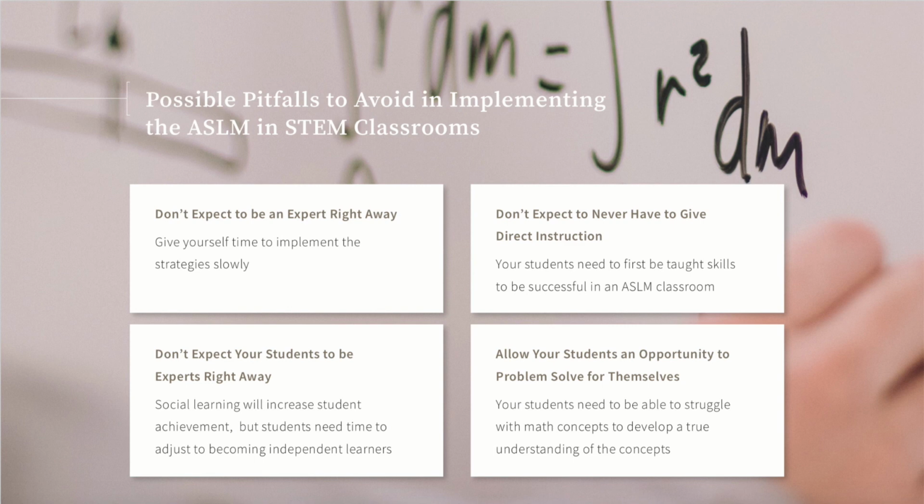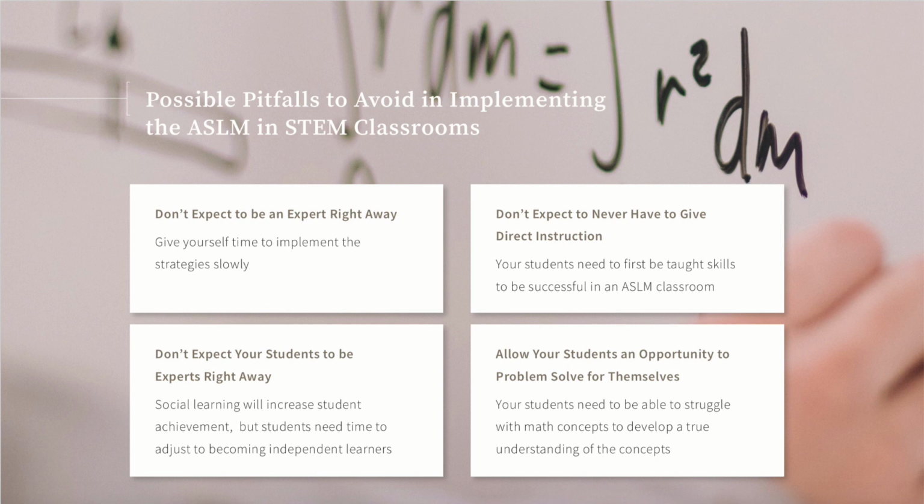Talk to your students about why this is a better way of learning and help them work through their frustration. The struggle at the beginning is well worth the success at the end. Do not expect to never have to give direct instruction. Your students need to be taught skills to be successful in the ASLM classroom. It is very unlikely that your students are ever going to arrive at the formula for the Pythagorean theorem by themselves, so you will have to give them some instruction first.